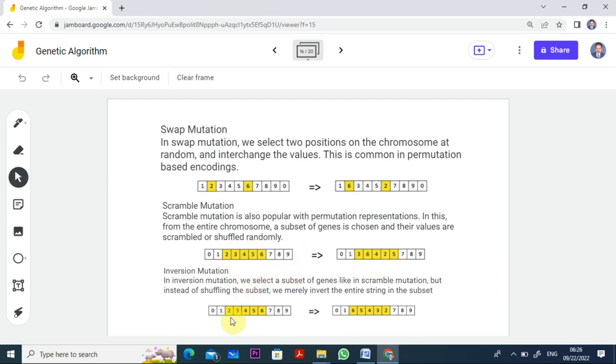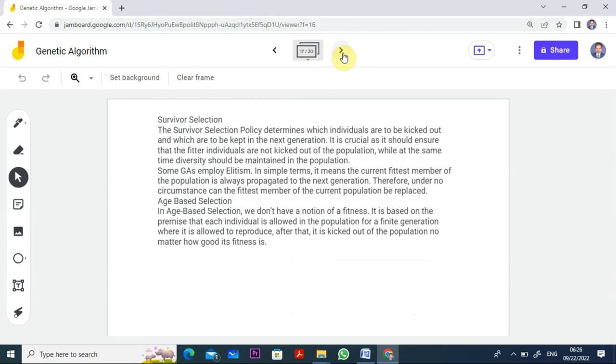Then inverse mutation, this is another way also. Suppose I select between 2 and 6 in this chromosome. Then what I do? 6 comes first, then 5 comes second, then 4, then 3, then 2. This is the inverse mutation. So these are some of the different mutations we follow.